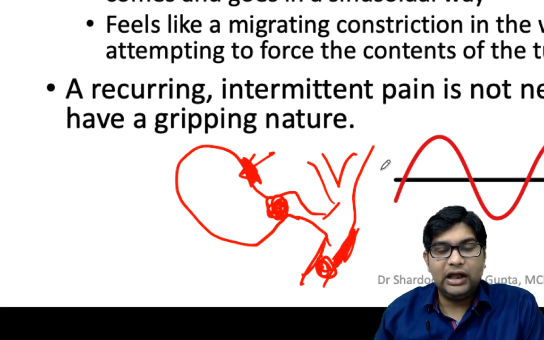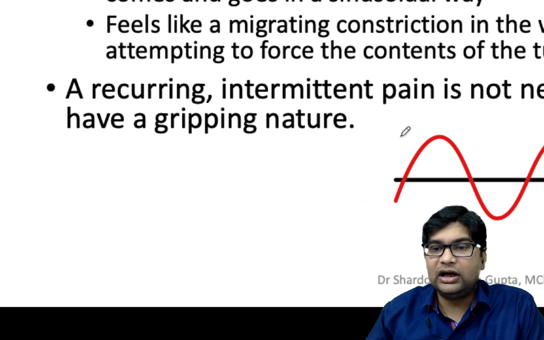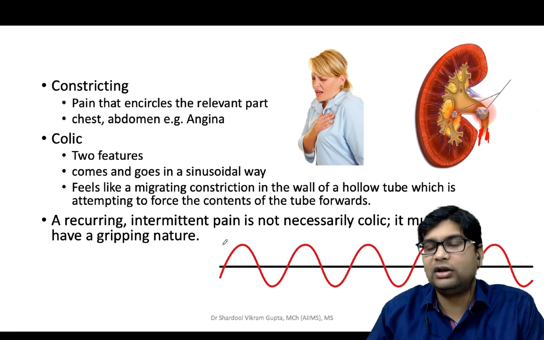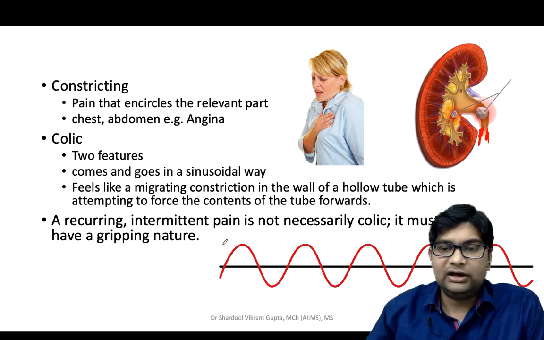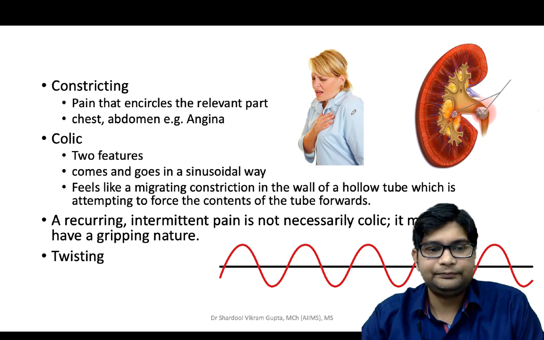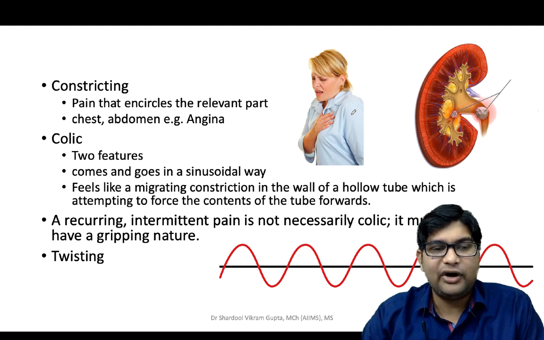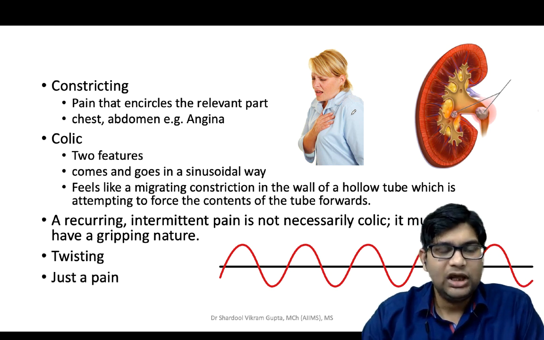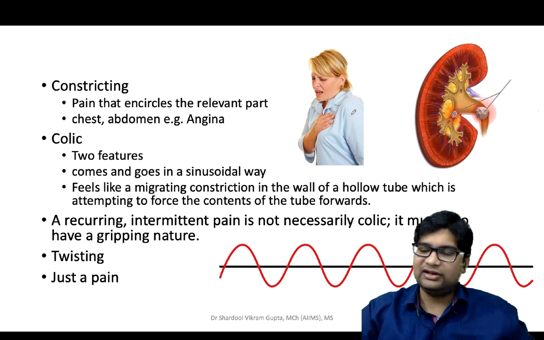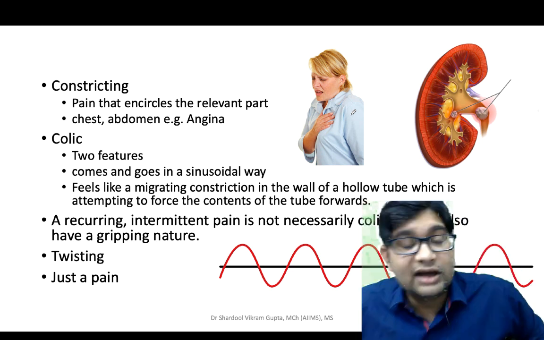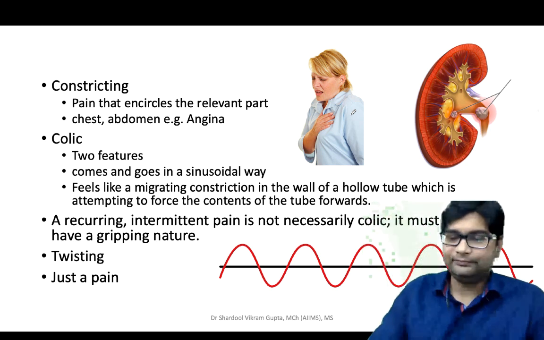So for pain to become a colic, the wall should have a true muscular layer, like in the ureter. But a gallbladder wall has a fibromuscular layer, not a true muscular layer. Another thing, pain can be twisting in nature, so the patient will feel that the body part is being twisted. Or the patient will say that I am feeling just a pain, I am not able to characterize it. So you will say it is either a vague aching pain or just a pain.